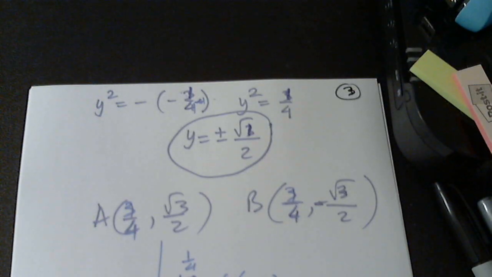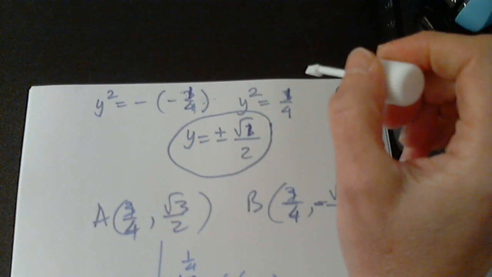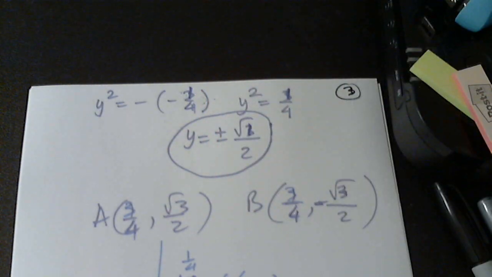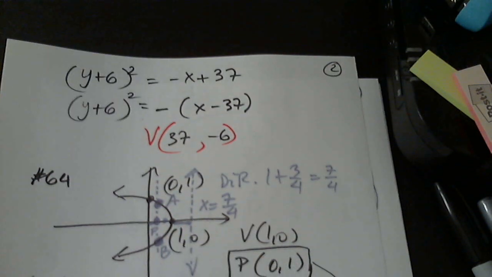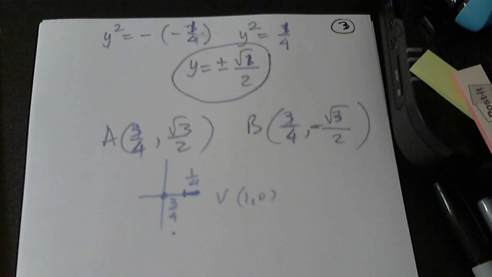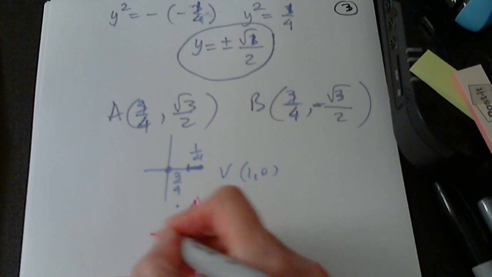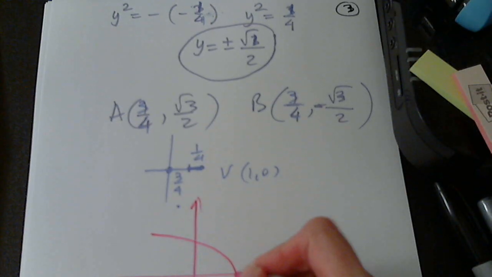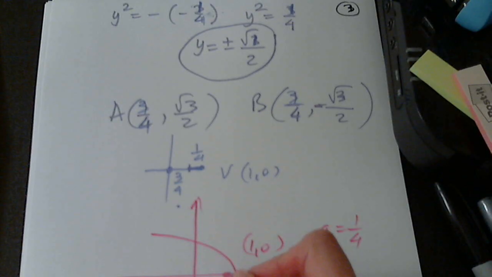Yes, A has to be 1/4 away. That's it. And now I have to correct the directrix, because this is 1/4 and this has to be 1/4. So it's 1 plus 1/4. Maybe I should just rewrite it here. Okay, so this is 1, 0. A equals 1/4.